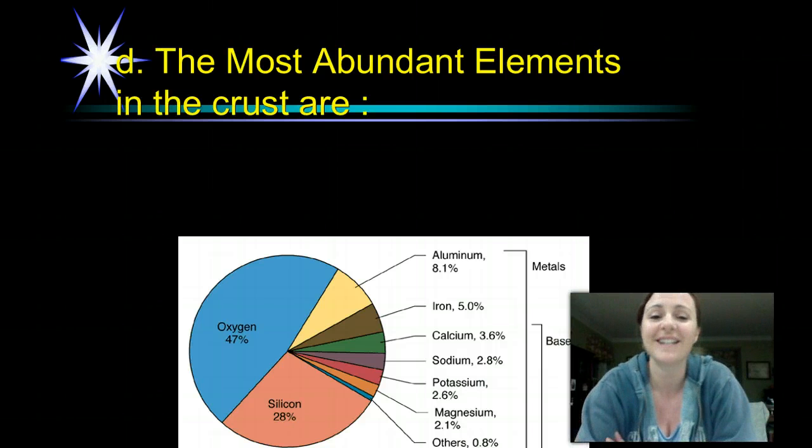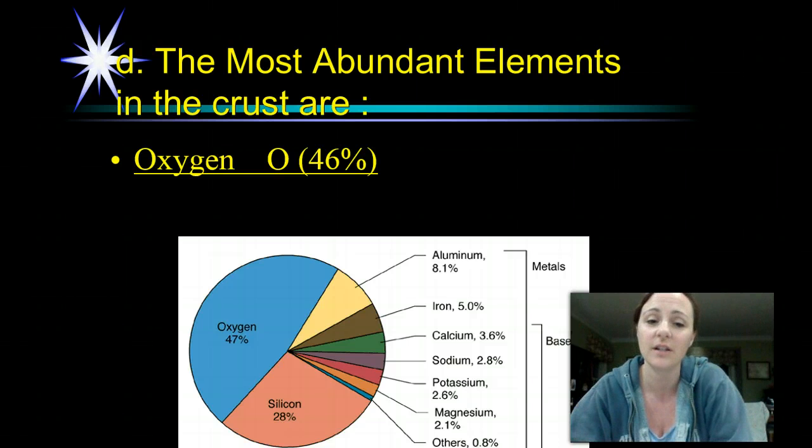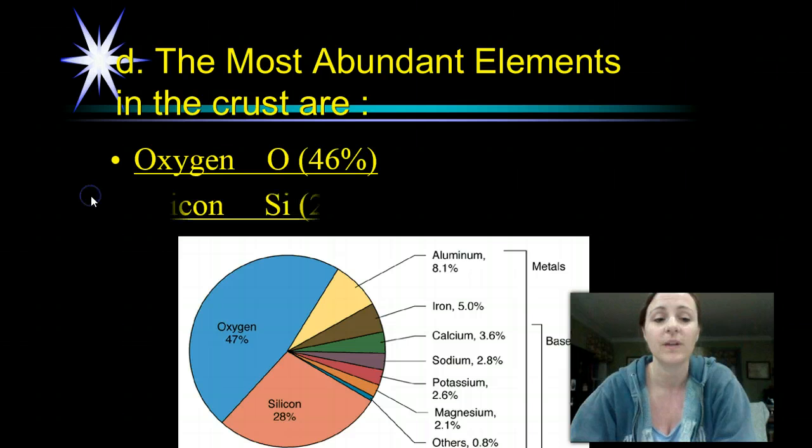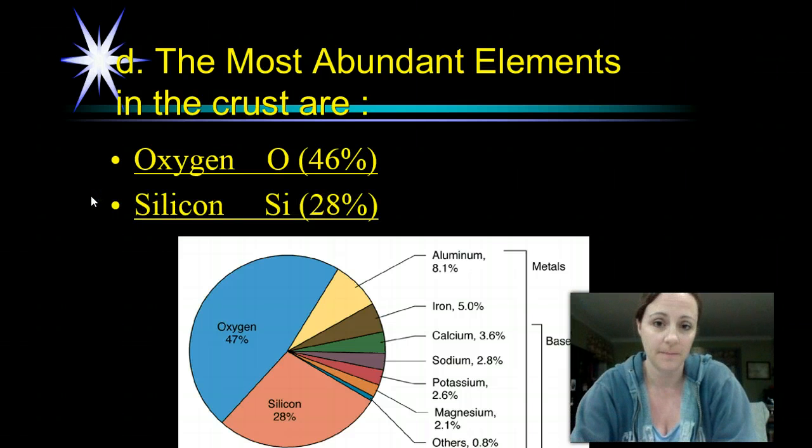This pie chart just reiterates what I said. The most abundant elements in the crust are oxygen at 46%. Now I notice this says 47%. You can put 46% down on your notes. And silicon at 28%.